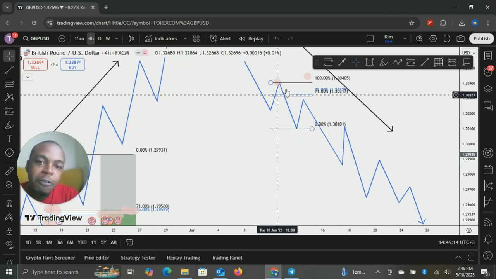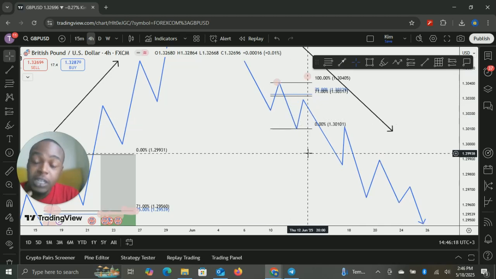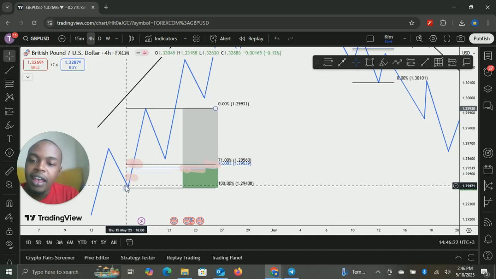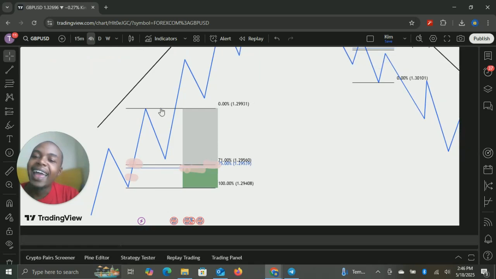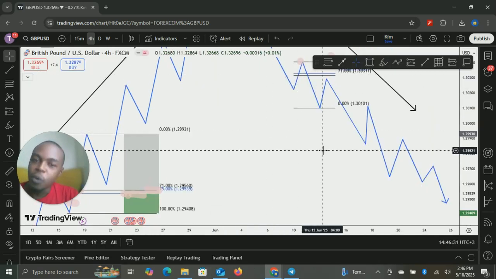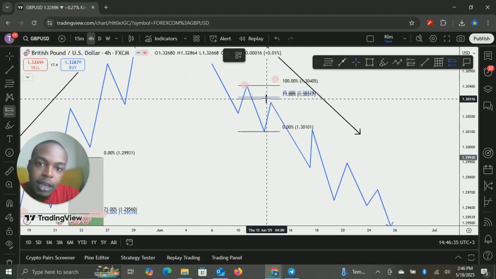So you draw your fib from the lower high to the lower low. If it's an uptrend, you draw from the higher low to the higher high. Higher low, higher high; lower high, lower low. Okay, then you take your short positions there.